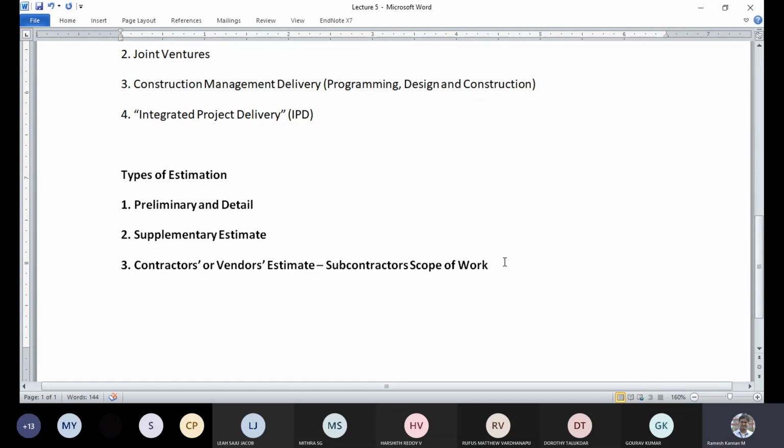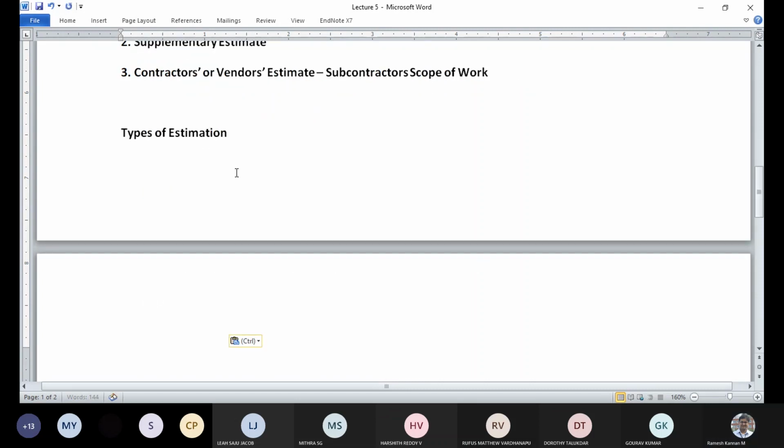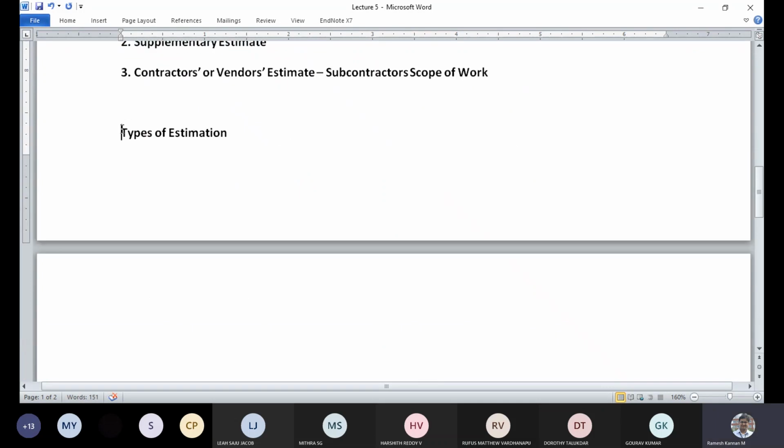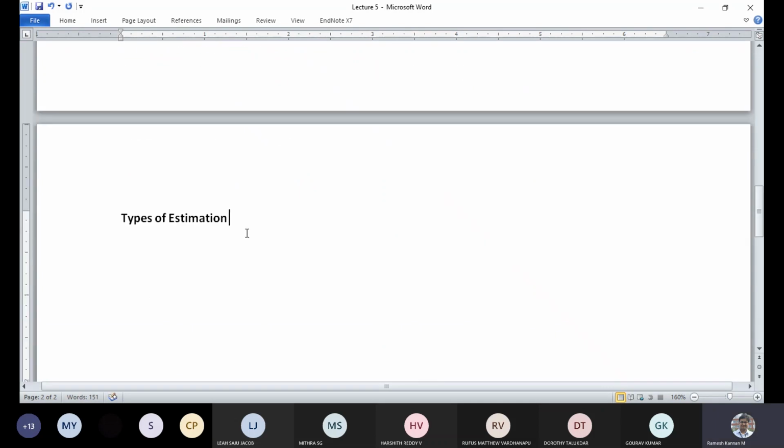And then next we'll move on to different types of estimation. I think I'll just tell you in brief, right? In the previous case, we talked about different types of estimation based on the nature of the job, or work, or even project. And this is the type of estimation based on the method.